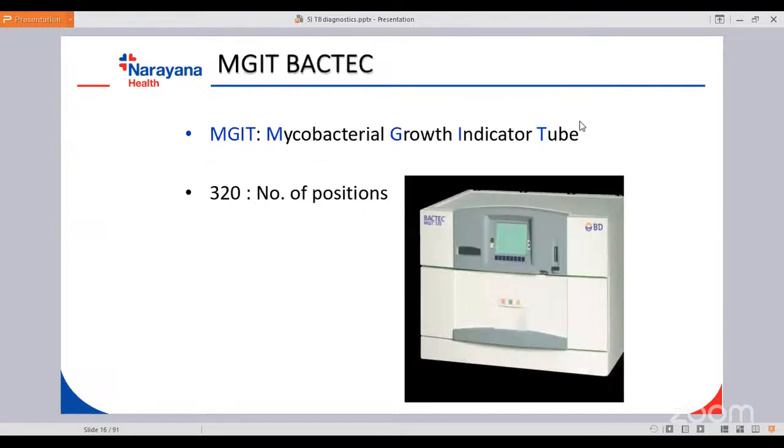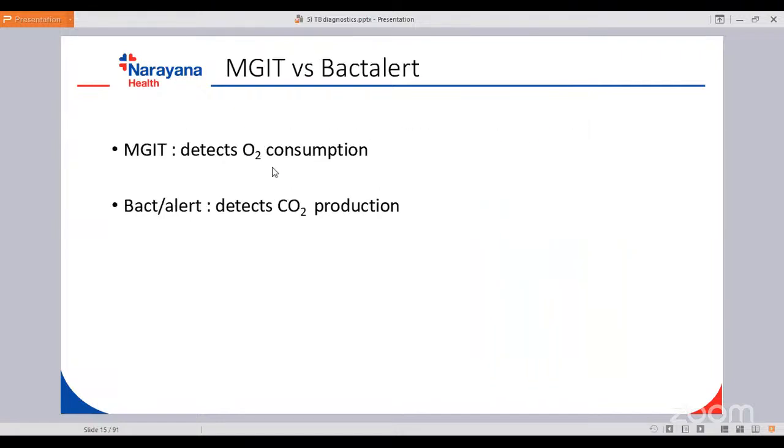Now, what do these machines do? The MGIT culture detects the oxygen consumption in the tube. So when the bacteria multiply, the oxygen is consumed and that is picked up by the machine. Whereas BacT/Alert detects the carbon dioxide production. When the bacteria are multiplying, they release carbon dioxide, and that is detected by BacT/Alert.